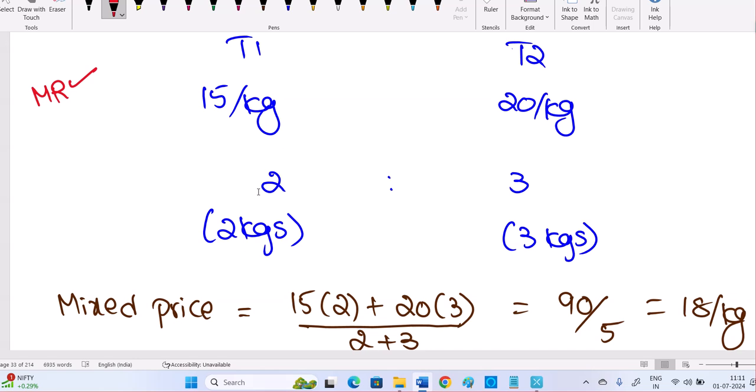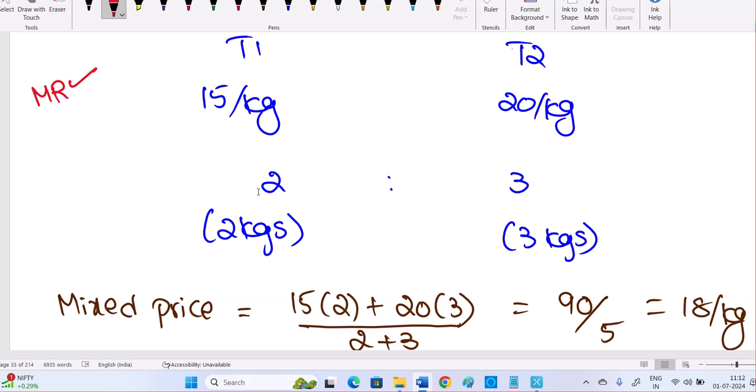This question is mixing only two types of rice. I can mix three different types of rice also. Minimum two required, otherwise mixing is not possible. The mixing concept is not at all there. So minimum two varieties. There are four parameters. First parameter is the first one's price, second one's price, mixed ratio, mean price or mixed price.